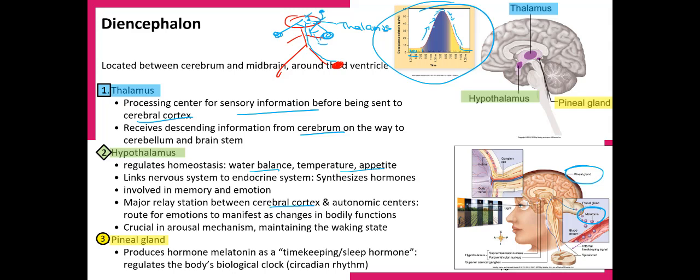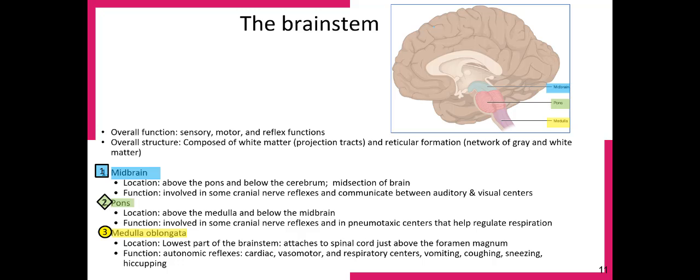So melatonin is usually called the sleep hormone or the timekeeping hormone. In animals, it also regulates fertility cycles. In people, it regulates what we call the biological clock from day to day, or the circadian rhythm.